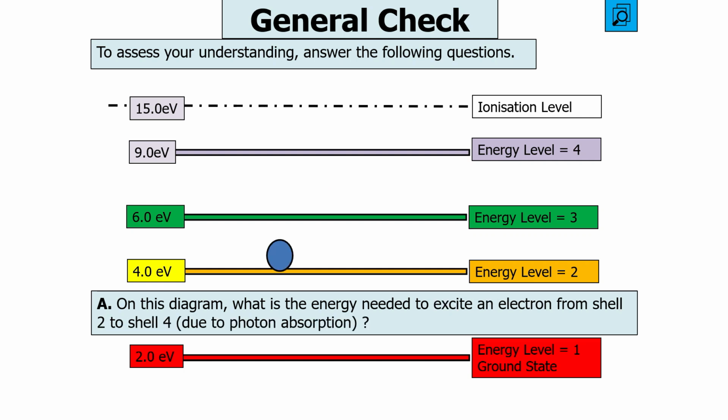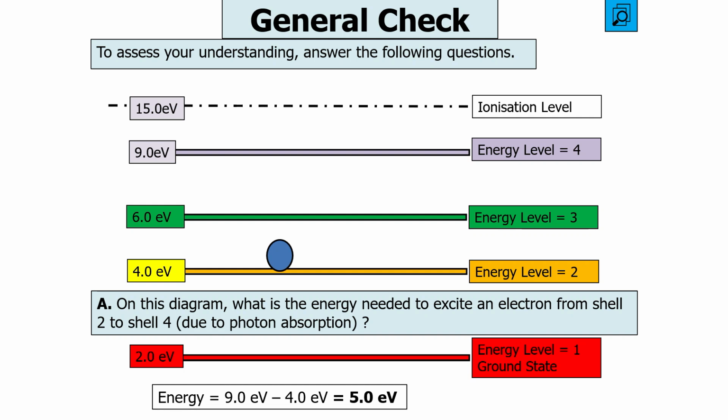On this diagram, what is the energy needed to excite an electron from shell 2 to shell 4 due to photon absorption? So pause the video now, then unpause the video when you want to go through your answer. It will be 9 eV minus 4 eV, and it must be exactly 5 eV for this to take place.